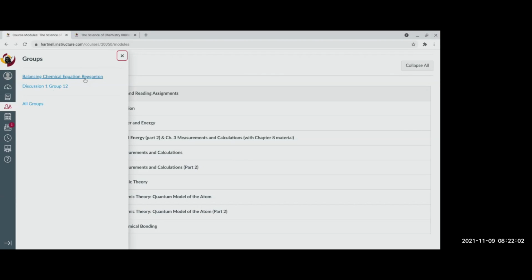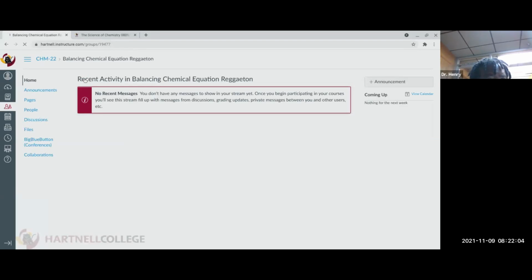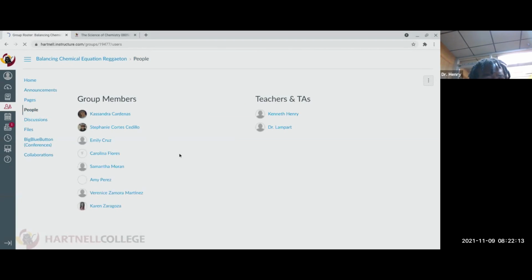There we go. So perfect. So right there, it says balancing chemical equations. So if you hit the people in your group, that tells you everybody in your group. Okay. So if you go down to the email box, go ahead and click on it.